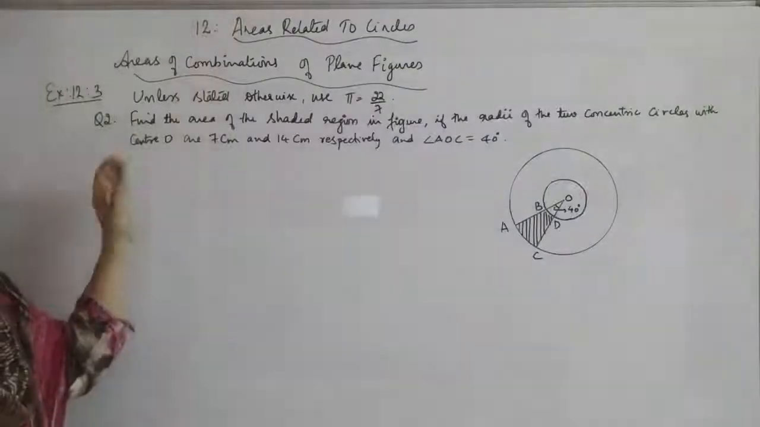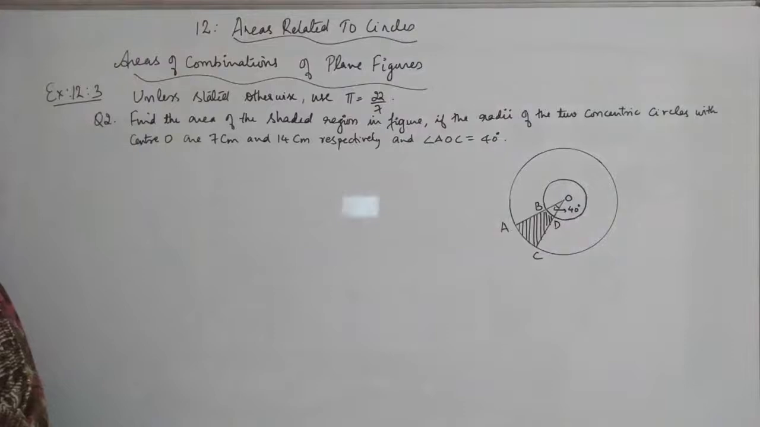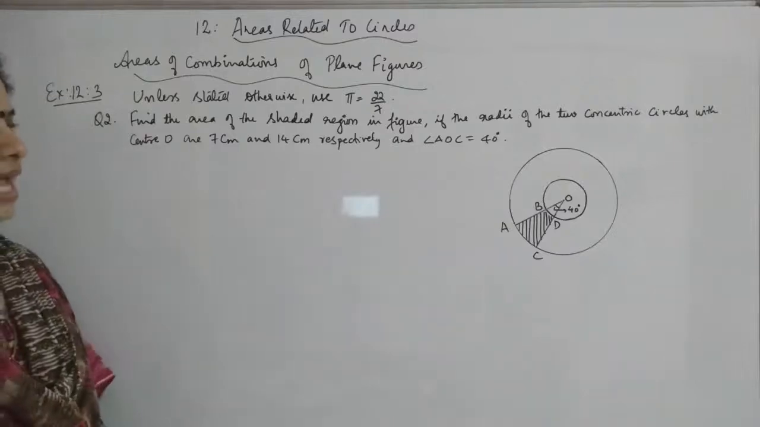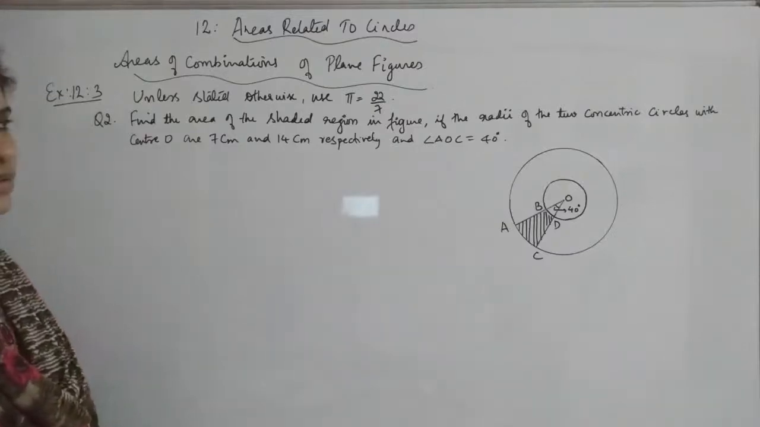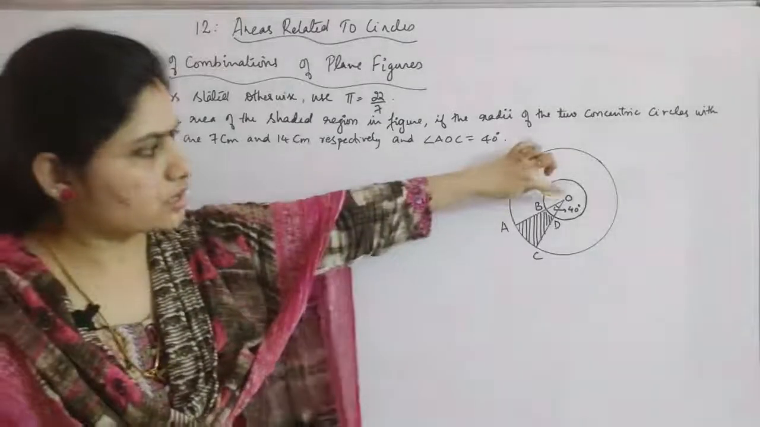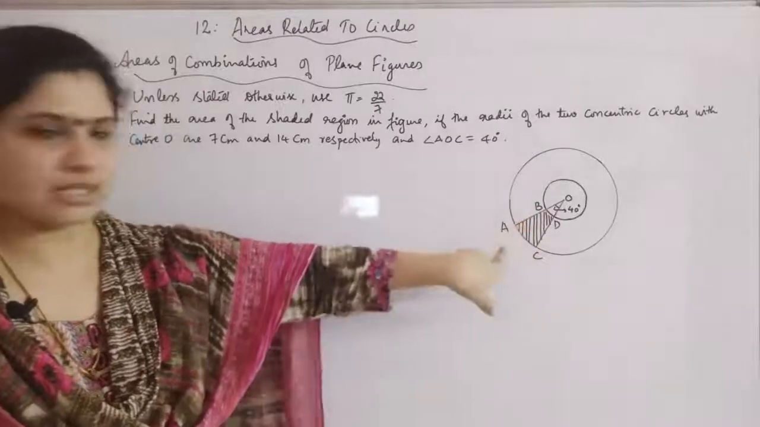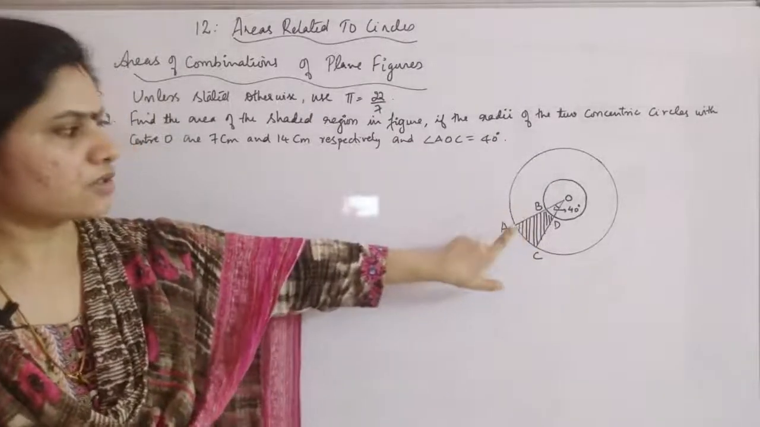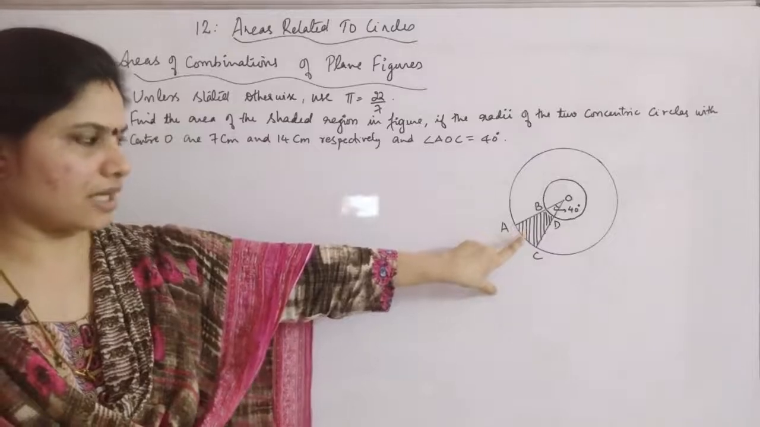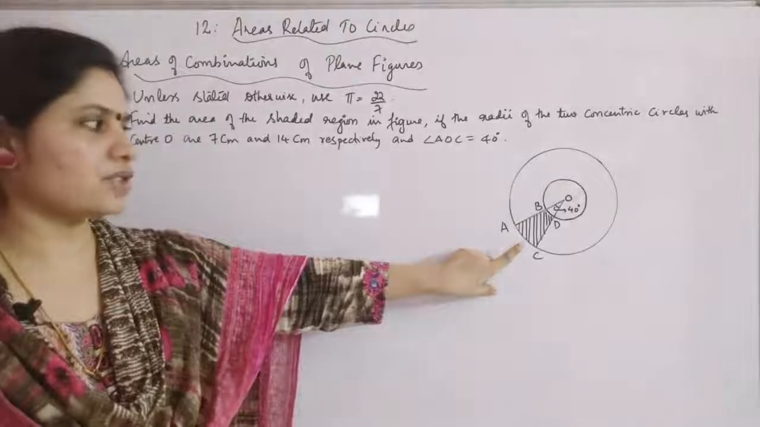Okay. Question number 2 is, find the area of the shaded region in the figure if the radii of the two concentric circles with center O are 7 cm and 14 cm respectively, and angle AOC is given to be 40 degrees. So you can see here in the figure, angle AOC is given to be 40 degrees, and you have to find the shaded region ABCD or ABDC, right? This is the shaded region. So in order to get this region's area, we will just subtract the area of two sectors. Which are those two sectors?